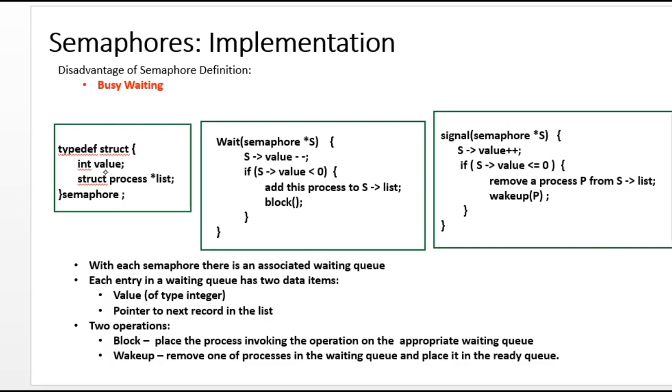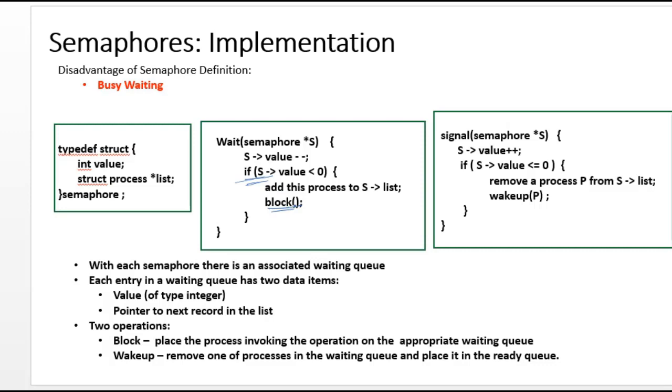Now observe that wait function: whenever the S value is negative, instead of engaging in a while loop, which was there in our earlier definition, instead of engaging in busy waiting, the process will block itself. The block operation places a process into the waiting queue and the state of the process is switched to the waiting state.